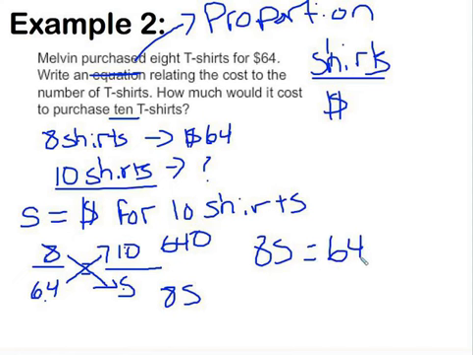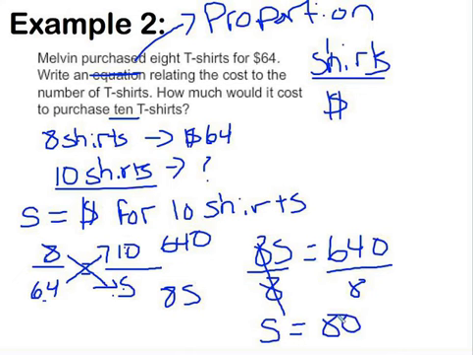Did I say proportions? So in order for these two ratios to be equivalent and this proportion to be true, then their cross products have to be equal. 8S has to be equal to 640. So in order to undo what's being done to our variable S, I'm going to divide by 8 on each side. And I'm going to get that S is equal to $80. So it's $80 for 10 shirts.